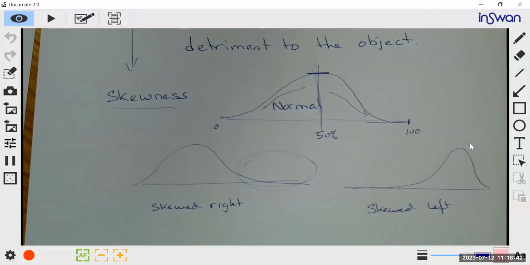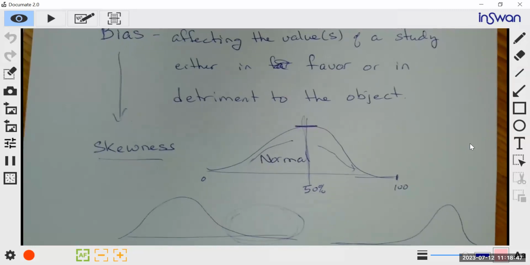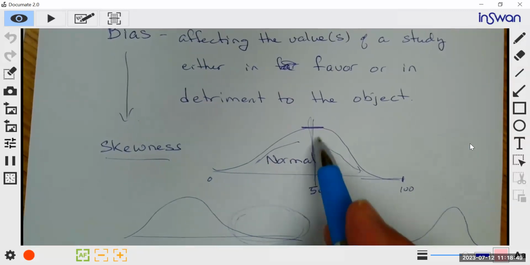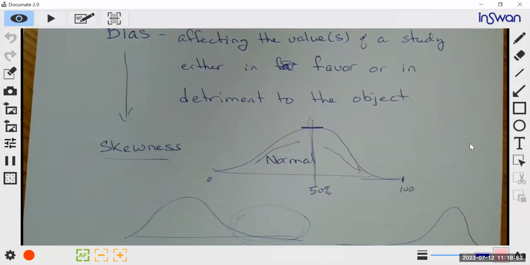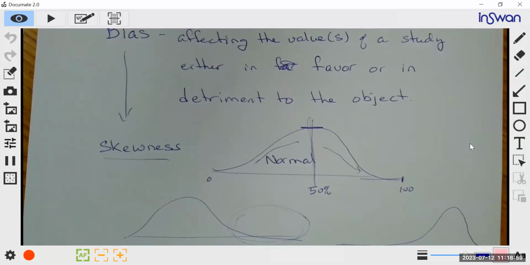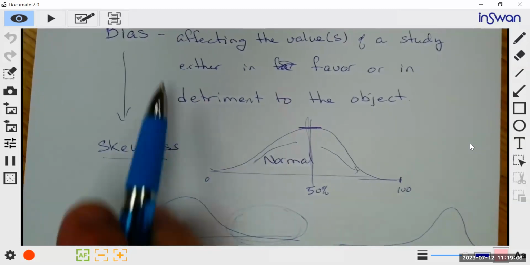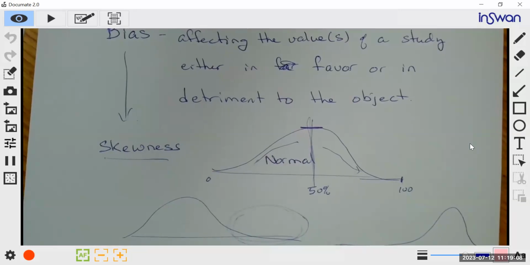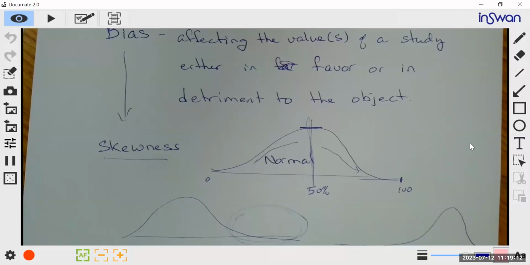That's what happens if you have a biased data set. If it's supposed to be normally distributed, your data, everything was perfect. But if one or two or three people didn't answer their surveys correctly, you could have just skewed the data. You made it a bias. It influenced the judgment one way or the other.